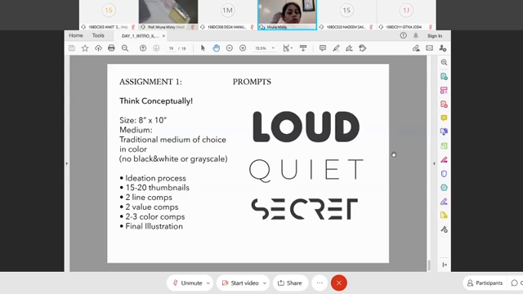What I finally want from you at the end is a PDF that has all of these things. So, a couple of pages of your ideation process. Even if it's scribbles, whatever words you're writing, just put them all in there, like a photo. I want you to do 15 to 20 thumbnails. It doesn't matter how good or how rubbish they are, just do them.